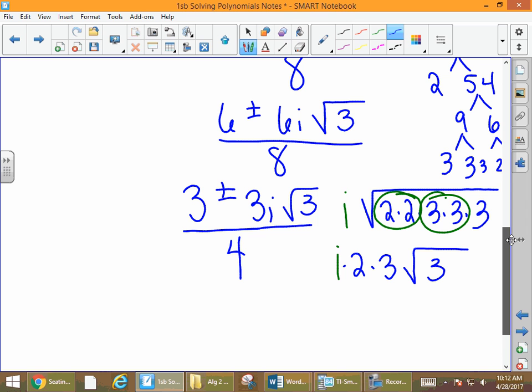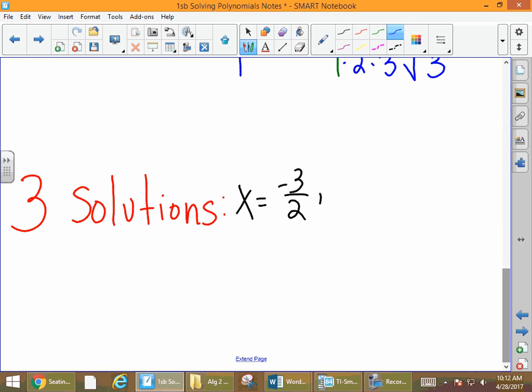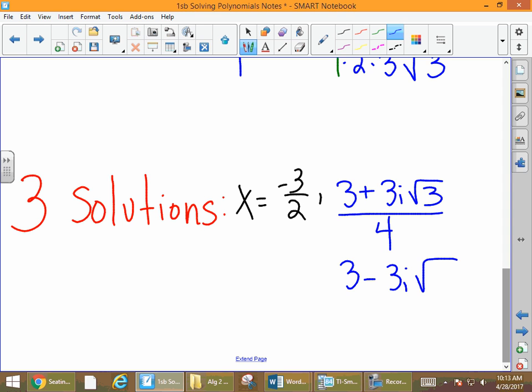I am fine if you write on your solution line 3 plus or minus 3i radical 3 over 4. But since we said 3 solutions, what are they? There's the first one. The next one then is 3 plus 3i radical 3 over 4. And our third is 3 minus 3i radical 3 over 4. Cubics have 3 solutions.